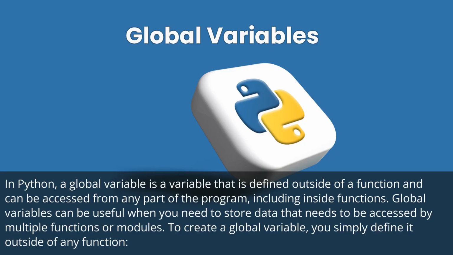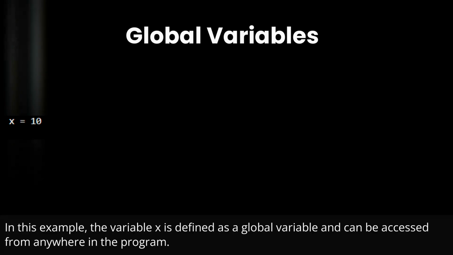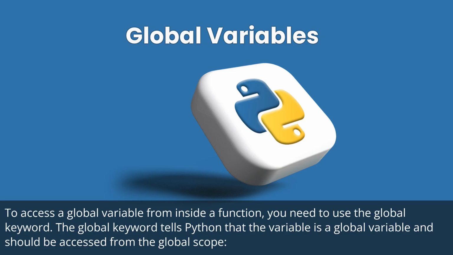In Python, a global variable is a variable that is defined outside of a function and can be accessed from any part of the program, including inside functions. Global variables can be useful when you need to store data that needs to be accessed by multiple functions or modules. To create a global variable, you simply define it outside of any function. In this example, the variable x is defined as a global variable and can be accessed from anywhere in the program.